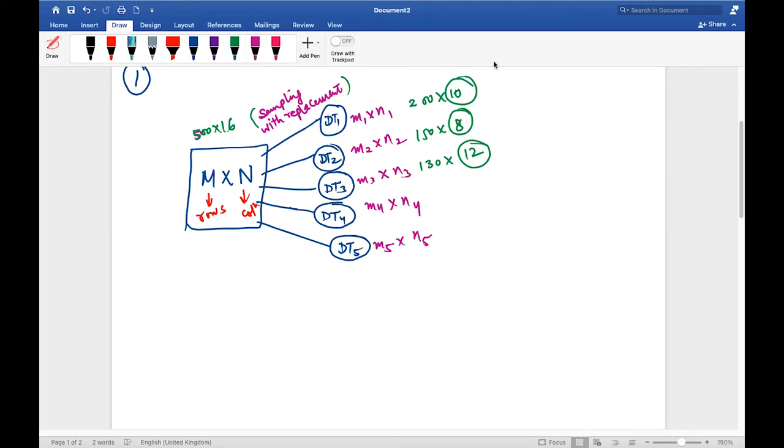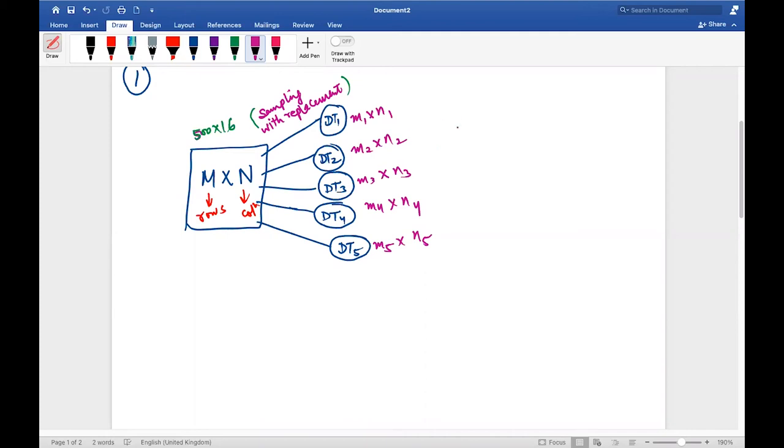Understood? So that is clear. If it was not sampling with replacement, that means it was sampling without replacement. That means if I've used 10 columns here, I would not have used those 10 columns in another sample. If I've used 10 here and 5 here, then for this, only one column would be available for me. But that is not the case. Here we are talking about sampling with replacement. Is it clear?